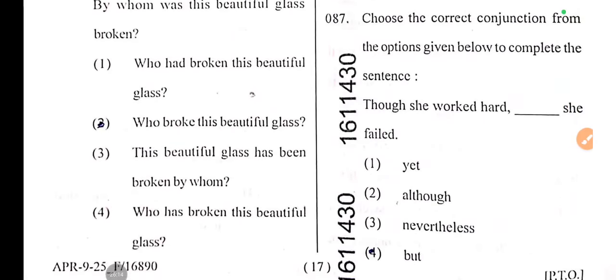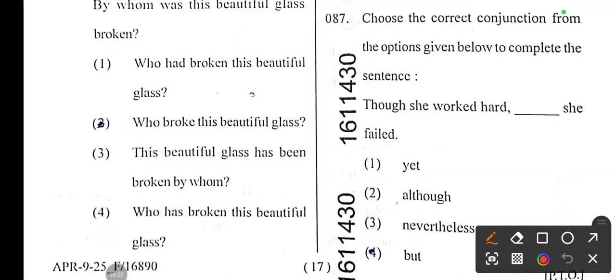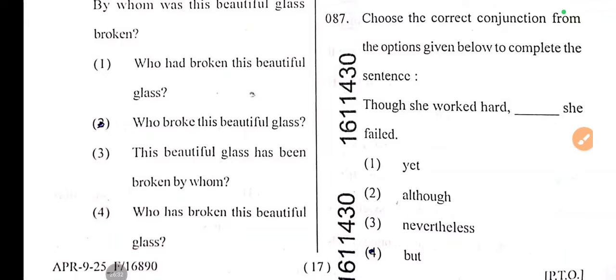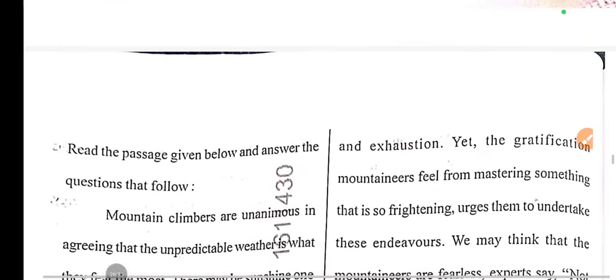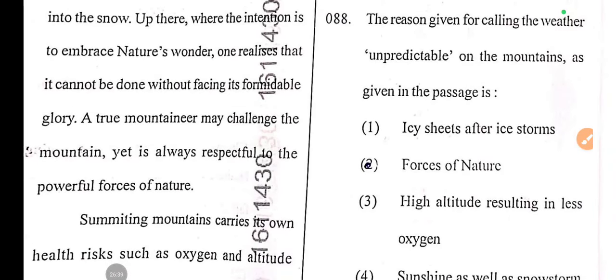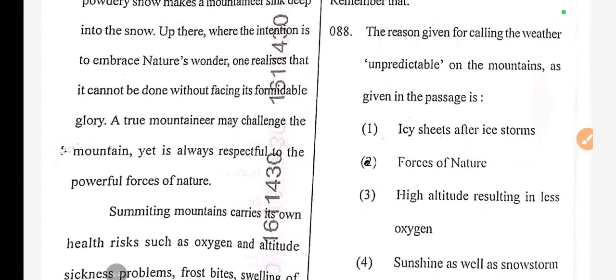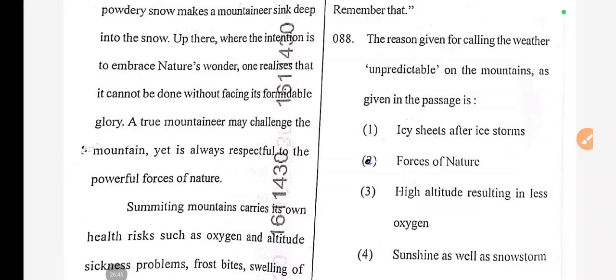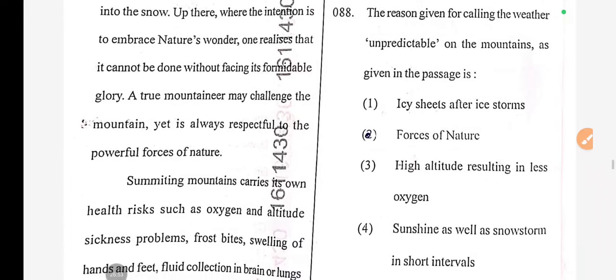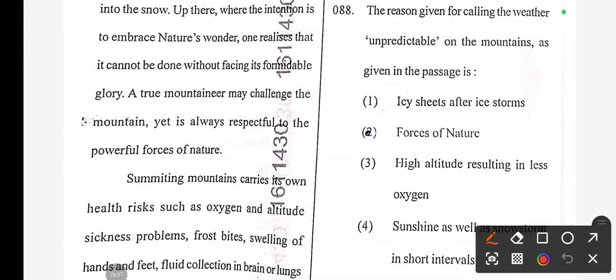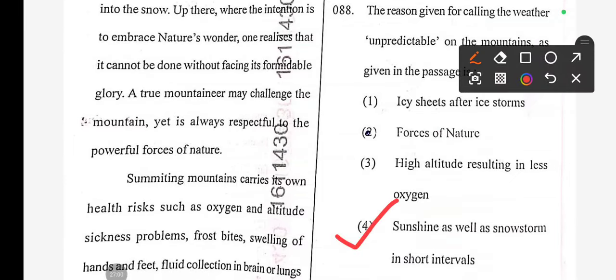87. Choose the correct conjunction from the options given below to complete the sentence. Option 4, but. 88. Answers for the paragraph question. The reason given for calling the weather unpredictable on the mountains as given in the passage is option 4, sunshine as well as snowstorm in short intervals.